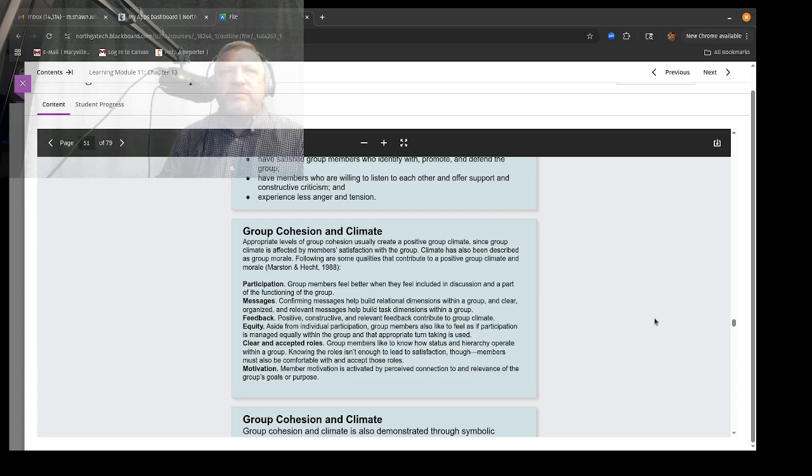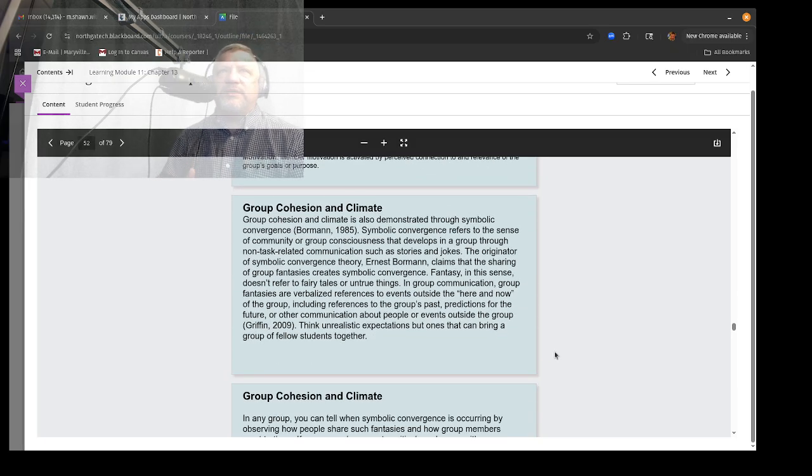Clear and accepted roles. Everybody must accept their roles of whatever they are within the group, and while they may not be 100% satisfied with that, they must accept it and be willing to participate. Again, member motivation is activated by their connection to the group, the relevance of the group's goals or purposes, and their commitment to achieving them.